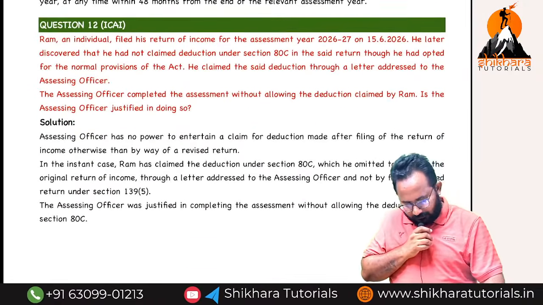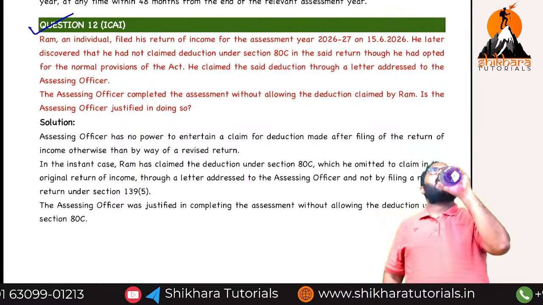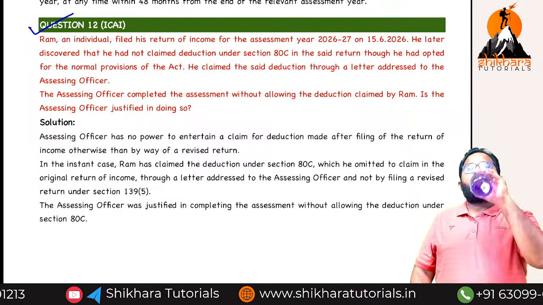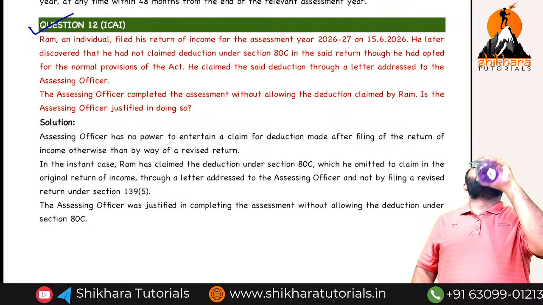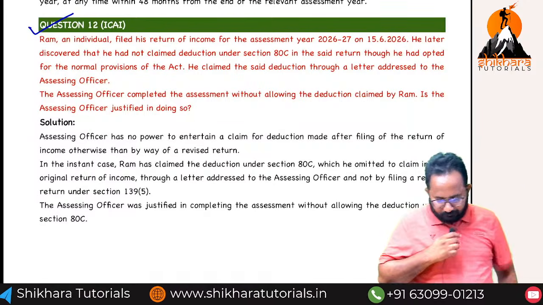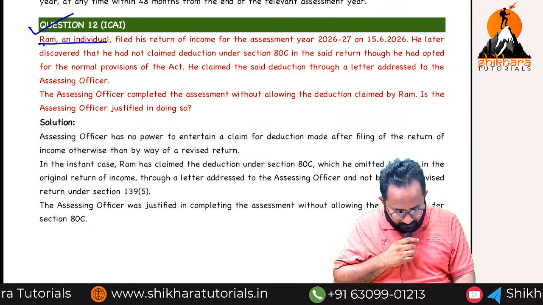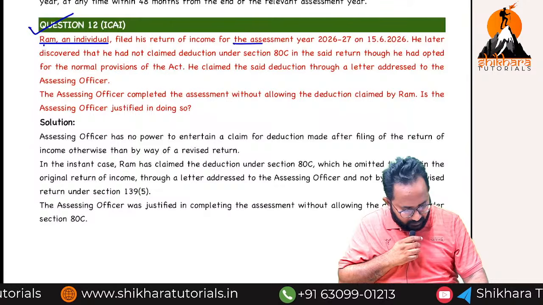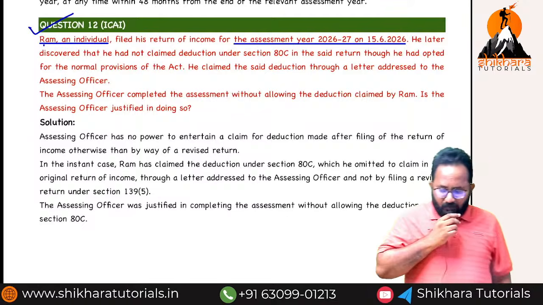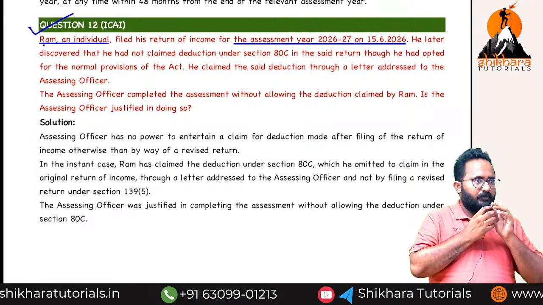Question number 12 now. Tell me, individual, right? He filed his return of income for the assessment year 26-27 on this date. Before the due date or after the due date? What is the due date? Generally 31st July, but he filed on 15th June only.